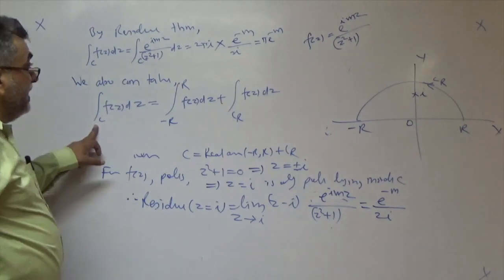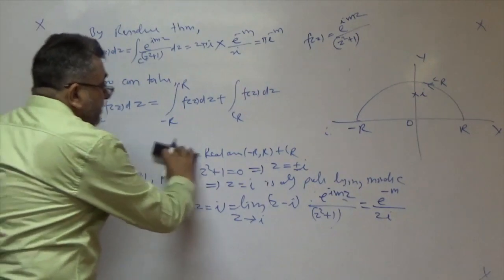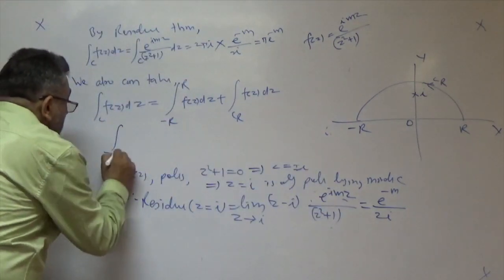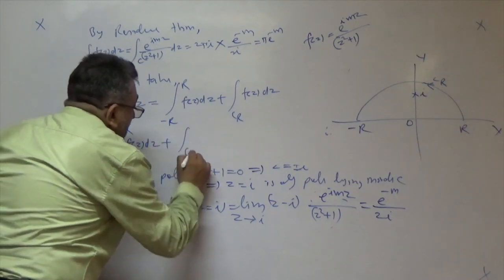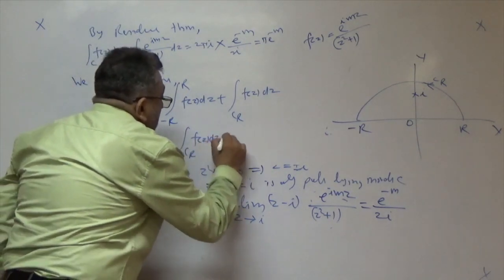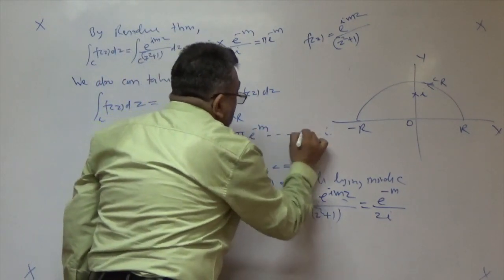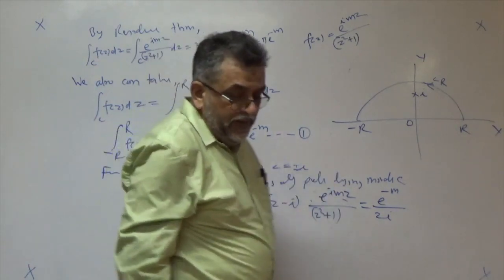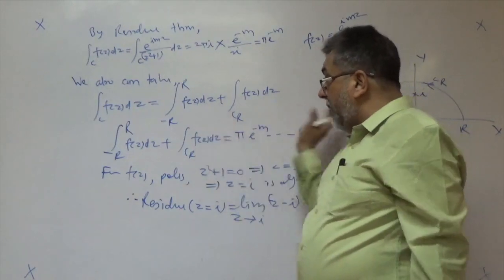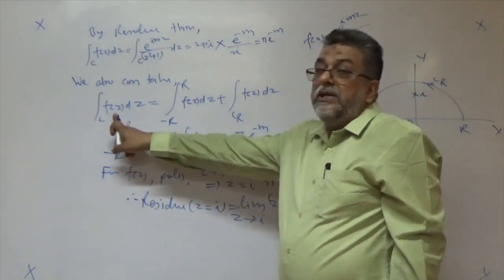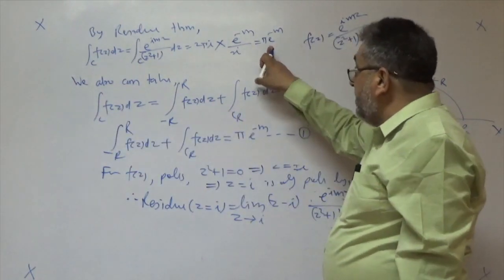And we have already calculated the value of this integral, pi e to the power minus m. Now substitute this value, so we get the integral from minus R to R of f(z) dz plus the integral over CR of f(z) dz equal to pi e to the power minus m, and take this as equation number 1. The integral is reduced into two parts. You have already calculated the left hand side by the help of the residue theorem. The value of this integral is this.